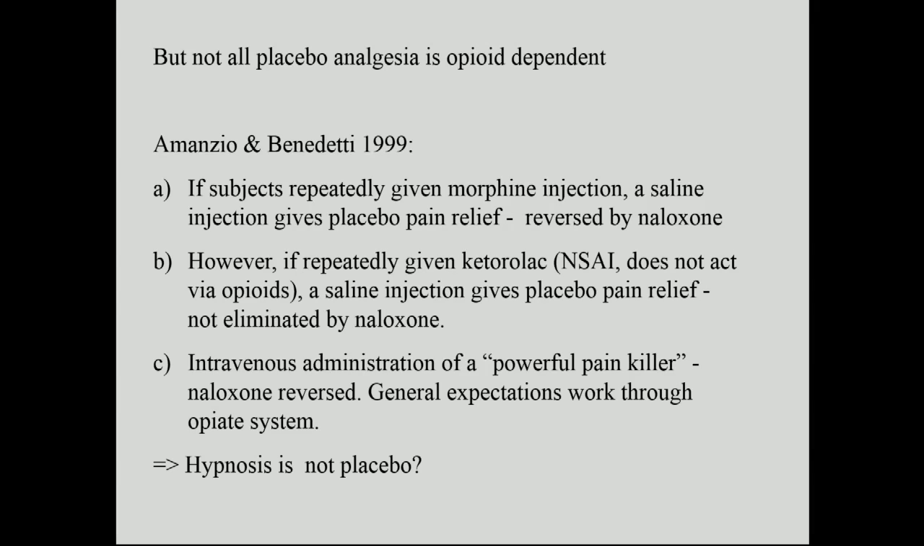If you repeatedly give people a morphine injection, so that is opiate-based, and then you give them a saline injection, but people believe that it's the same stuff that they've been getting, you get placebo pain reduction that is reversed by naloxone. So that placebo is opioid-based, when the placebo is given in the same context, in the same way as a previous opioid-based analgesic.